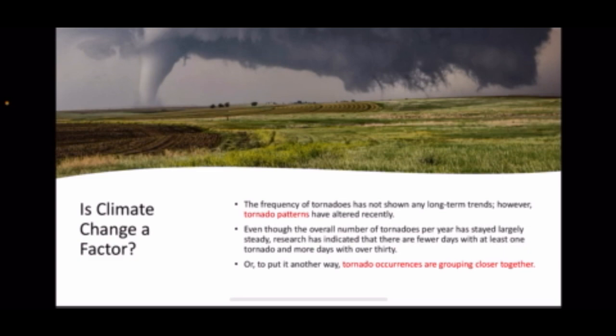So, is climate change a factor? The frequency of tornadoes has not shown any long-term trends. However, tornado patterns have altered recently. Even though the overall number of tornadoes per year has stayed largely steady, research has indicated that there are fewer days with at least one tornado and more days with over 30. To put it another way, tornado occurrences are grouping much closer together.